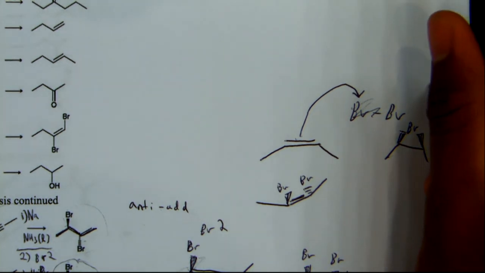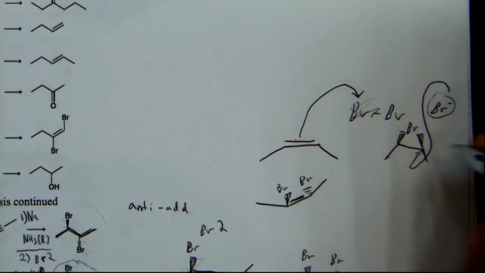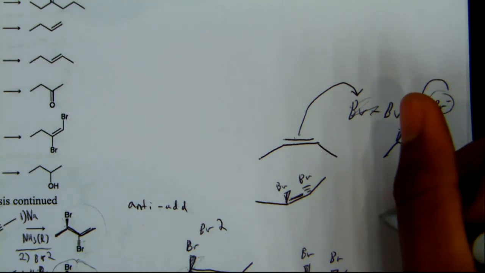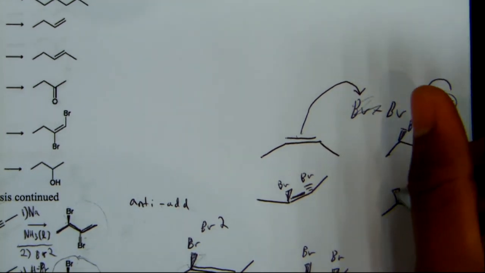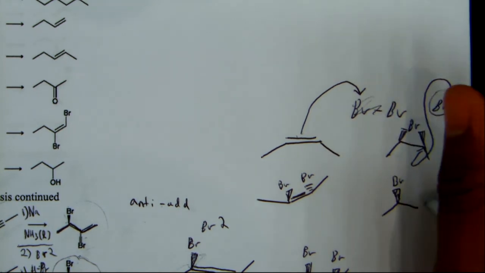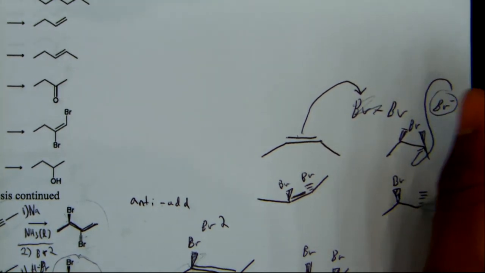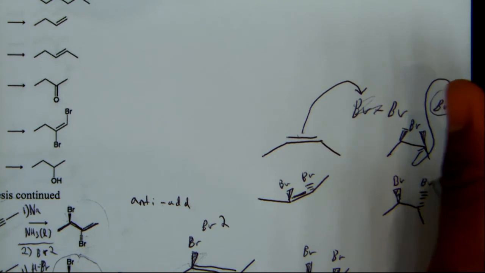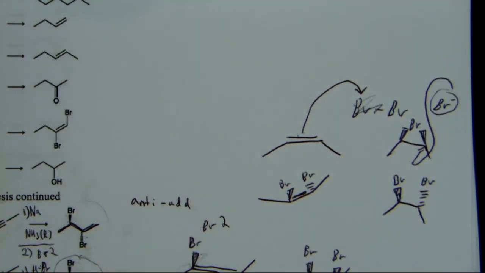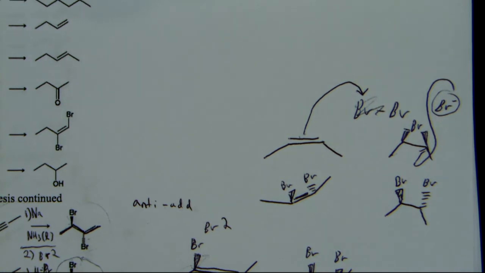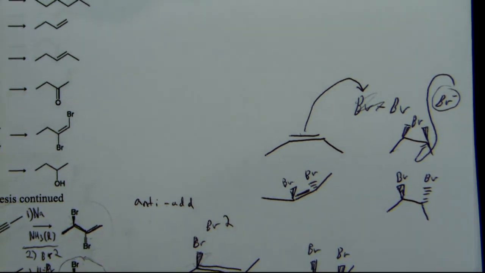It's going to want to attack from the backside, and it's going to break the bridge. And now you're going to have opposite configuration on each adjacent carbons. So that's how Br2 works, giving you the opposite stereochemistry.